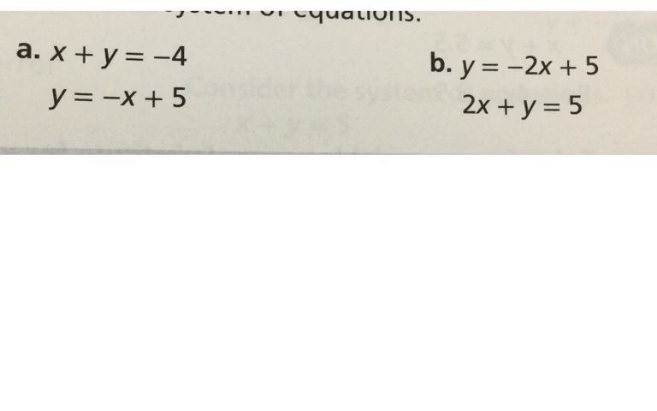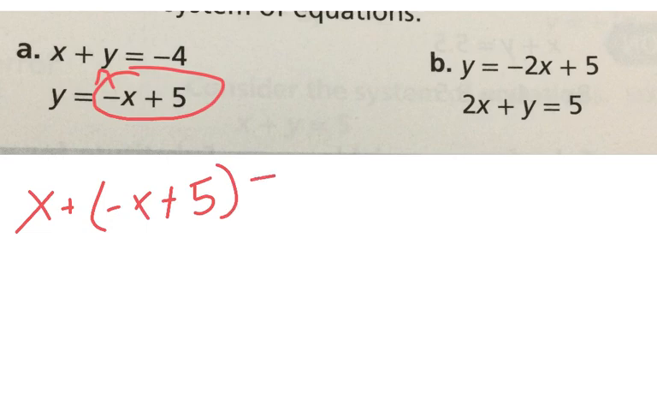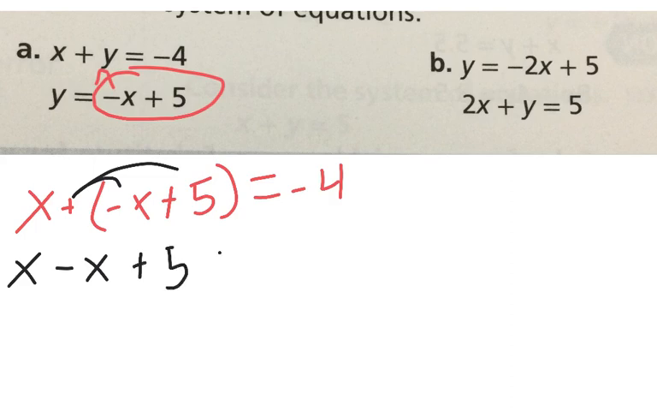Okay, so if we're using substitution, we need a variable isolated. So right here's my variable that's been isolated. Is everybody good with that? Plugging that in. Okay, well let's see. So x plus negative x plus 5 equals negative 4. Well, you could distribute this positive 1. So that's just a negative x and a positive 5.